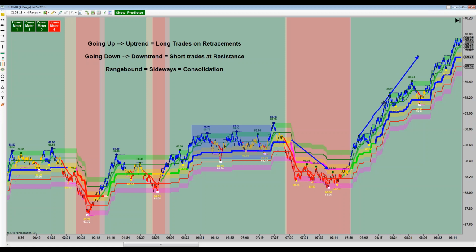Everybody sees that, right? So characteristics of an uptrend are a green background and predominantly blue bars. The middle band and all the bands are stair-stepping, like you're going up a set of stairs, right? And so this is a case where you are taking long trades.